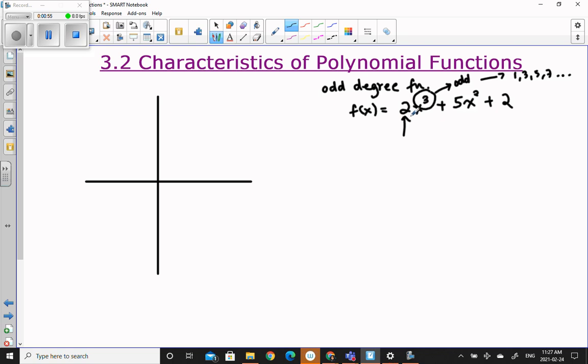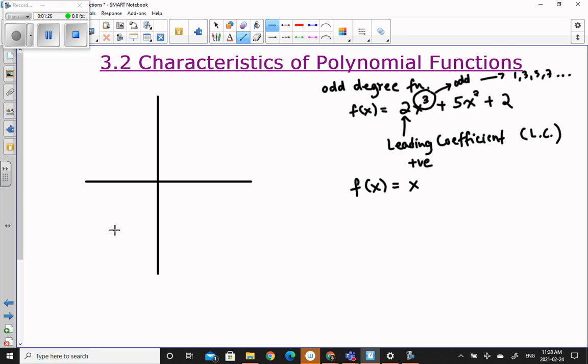And this number here, which is the coefficient of the term that has the highest degree, is called the leading coefficient. Okay, so that's another new word, or I could just call it LC for short. The leading coefficient is a positive number here. It's positive 2. So a very basic parent function that would have an odd degree and a positive leading coefficient would be the parent function f of x equals x.